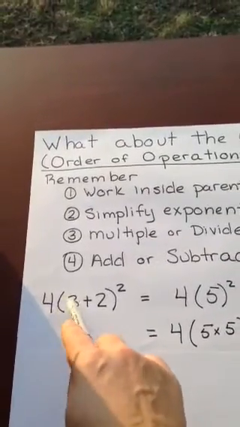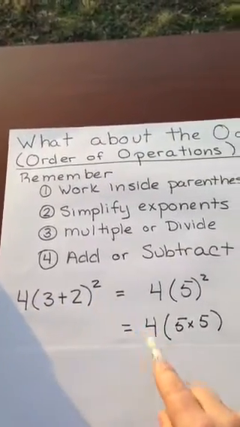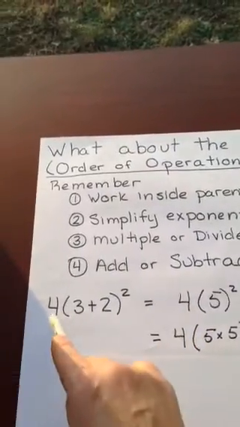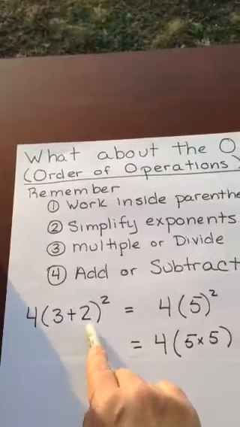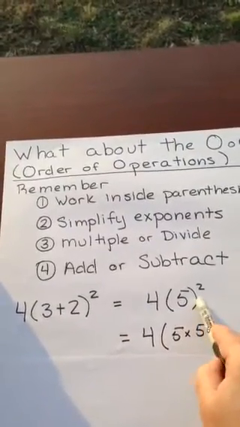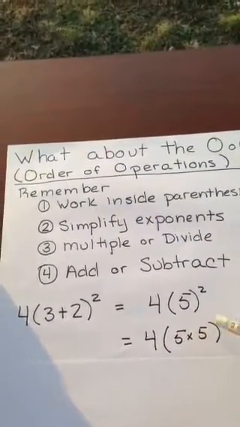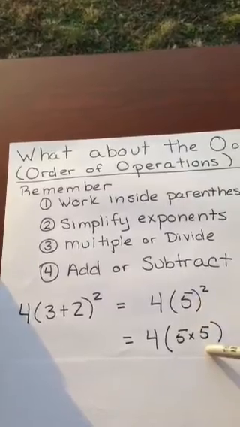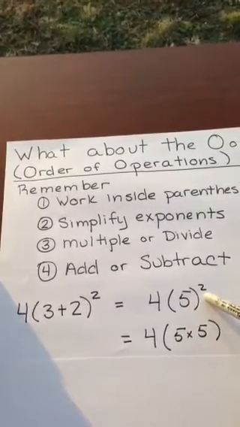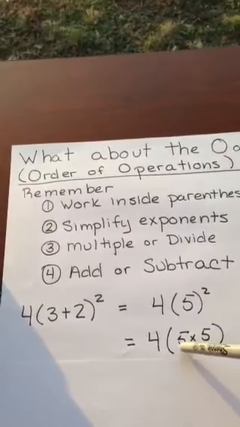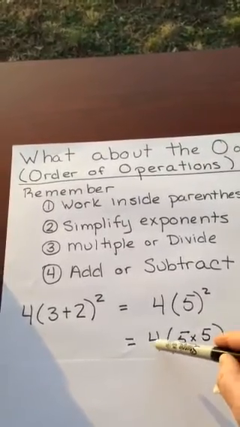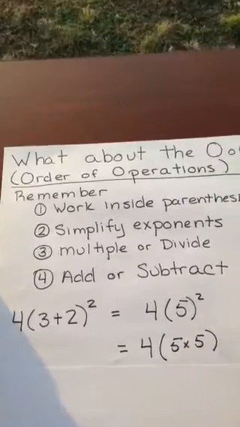So 4 times (3 plus 2) raised to the second power is equal to 4, I haven't done anything with that yet, times 5, that's 3 plus 2, 5, and that 5 is going to be raised to the second power. Now, once I've done that, I can say, okay, 5 raised to the second power, that's my base, there's my exponent, so that's going to be 5 times 5. So now I have 4 times 5 times 5.